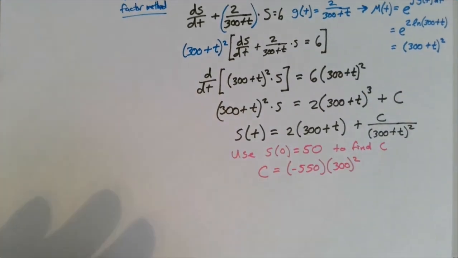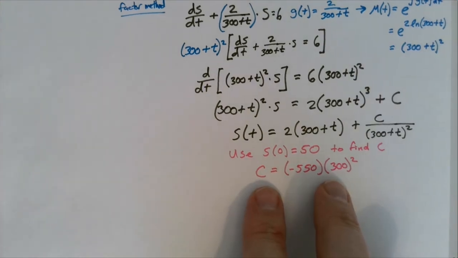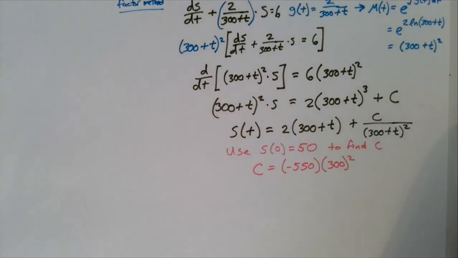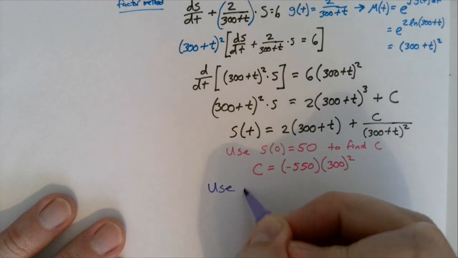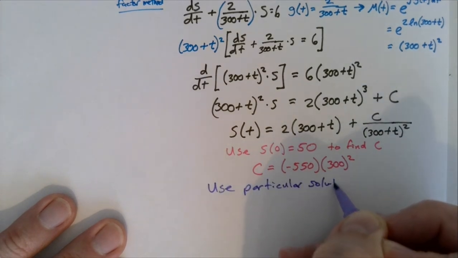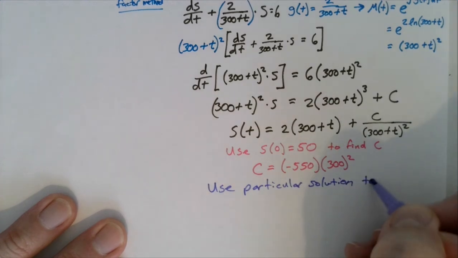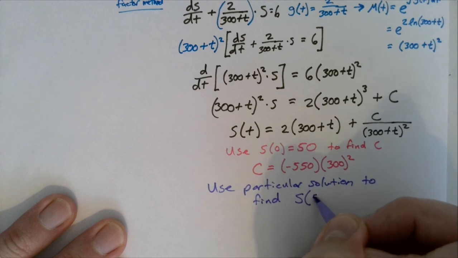Now, I don't know what that is off the top of my head, but I've got a computer that's going to do that for me. And then, of course, the last step in this process, once I've got my C, then I know my particular solution. And then my very last step is it's asking me to make a prediction. So use the particular solution to find what is S of 50.